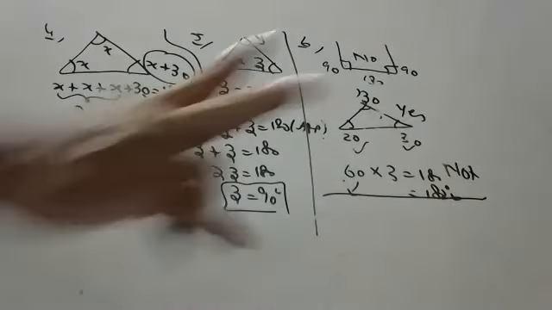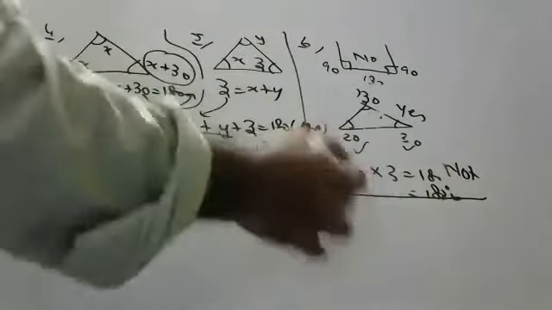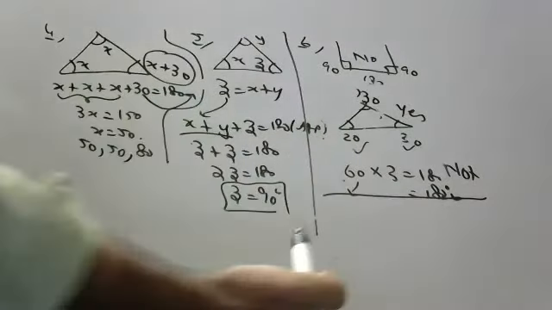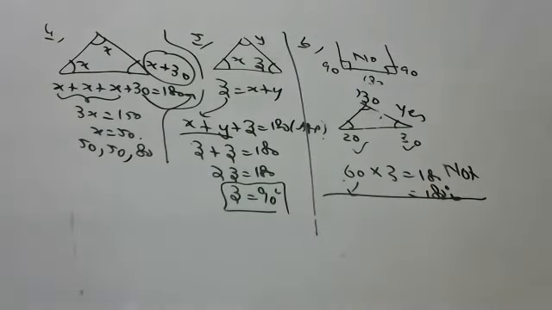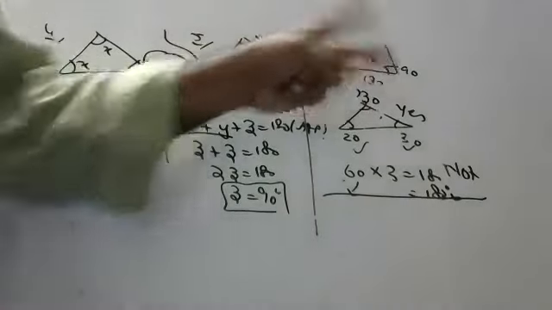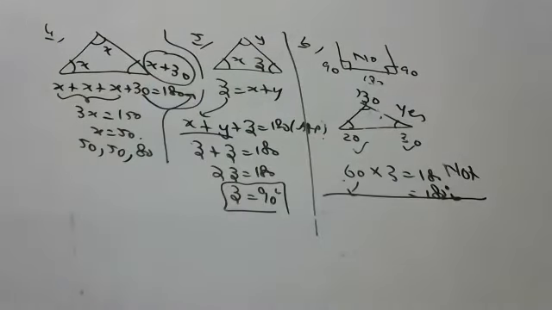Okay. Two obtuse angles, is it possible, children? More than 90? No, sir. How can two angles more than 90 be possible, children? Try to understand. Two angles more than 90 are not possible. Okay, children, next one.